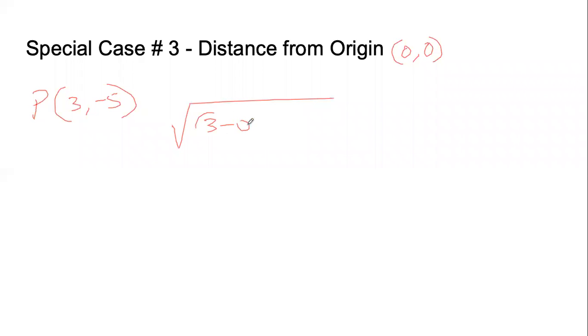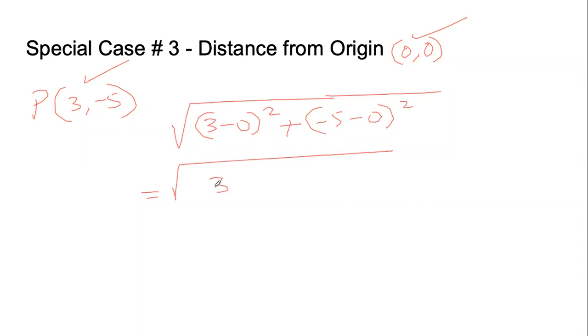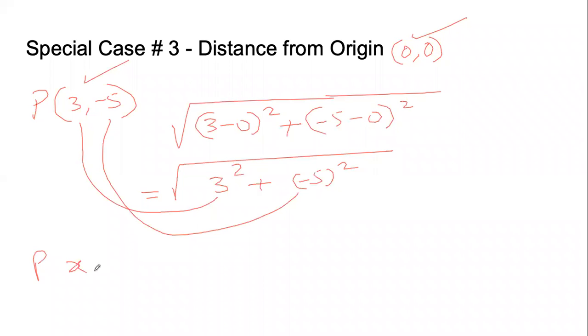Three minus 0 square plus minus 5 minus 0 square. This is one point, this is another point. Now see what is happening. 3 minus 0 is 3 square. Minus 5 minus 0 is minus 5 ka square. So we could have directly written like this. The distance of a point P with coordinates x and y can be directly calculated as the square root of x square plus y square.